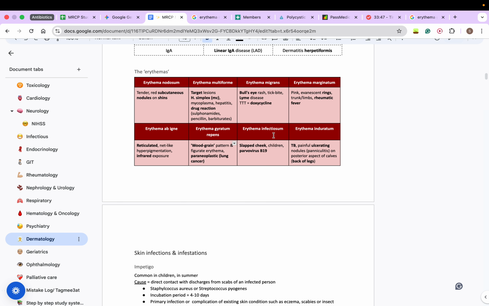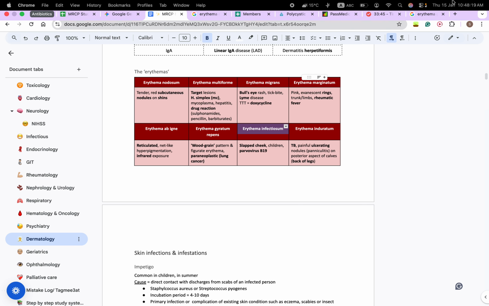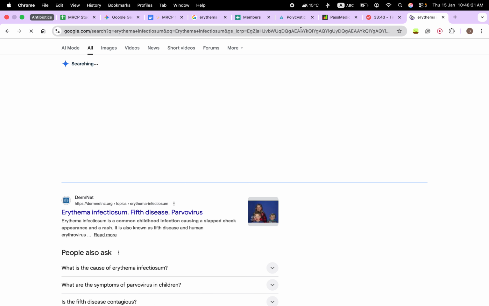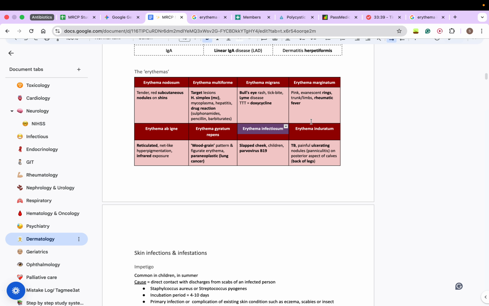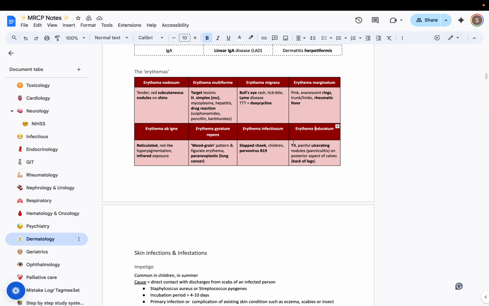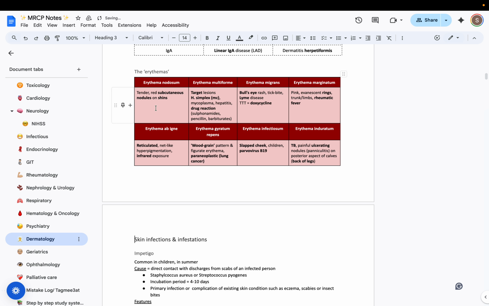Okay. Then erythema infectiosum. This is slapped cheek disease. Yeah, slapped cheek. And then erythema induratum. This is a painful ulcerating nodules like panniculitis that happens on the posterior aspect of the calves, like the back of the legs, and it happens with TB. So these are the erythemas. I think the most common ones are the ones at the top. So nodosum, multiforme, migrans, and marginatum. And it's very easy to confuse between them.